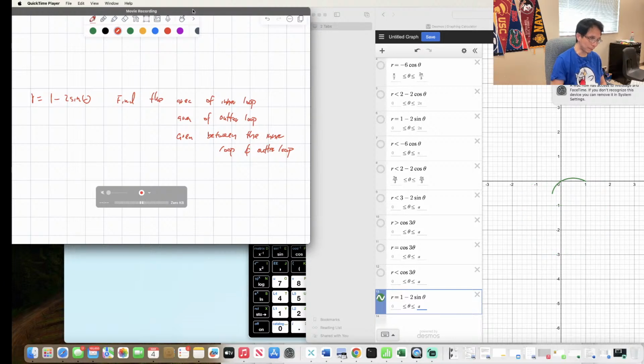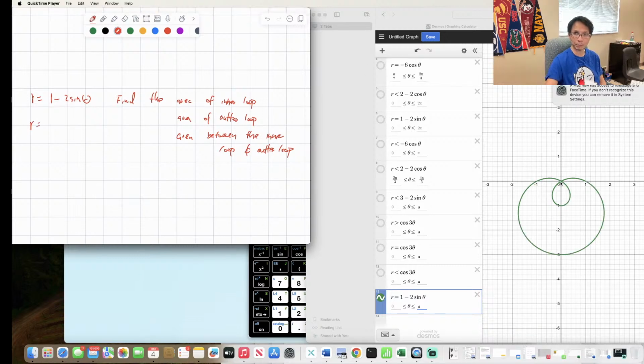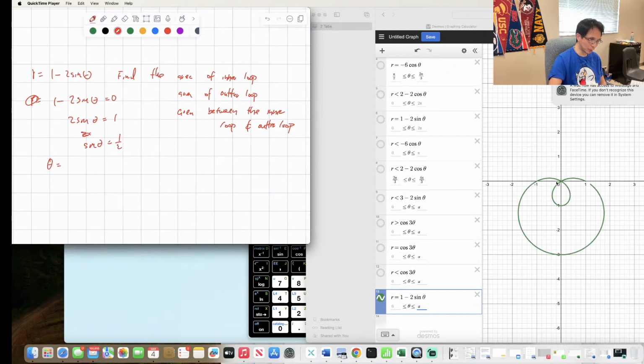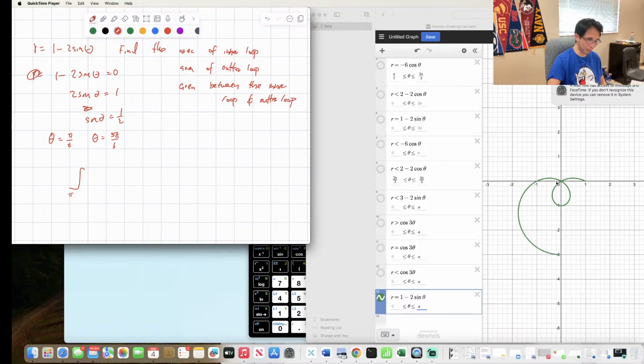So what you can do is set r equal to 0, right? Because the moment it crosses zero is the moment I'm interested in. So 1 minus 2 sine theta is equal to 0, so 2 sine theta is equal to 1, sine theta is equal to 1/2. And theta must be equal to pi over 6, and theta must be equal to 5 pi over 6. So that means integration between pi over 6 and 5 pi over 6 is going to be the inner loop.